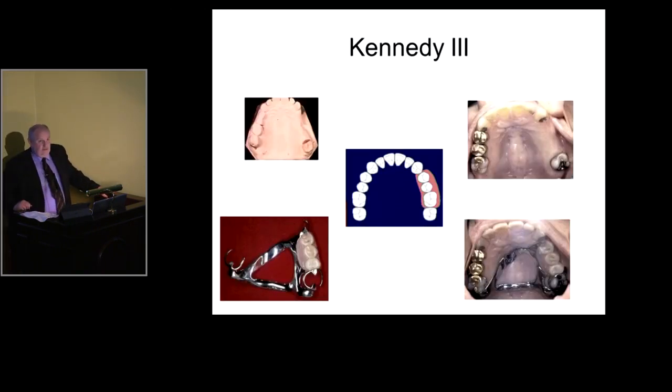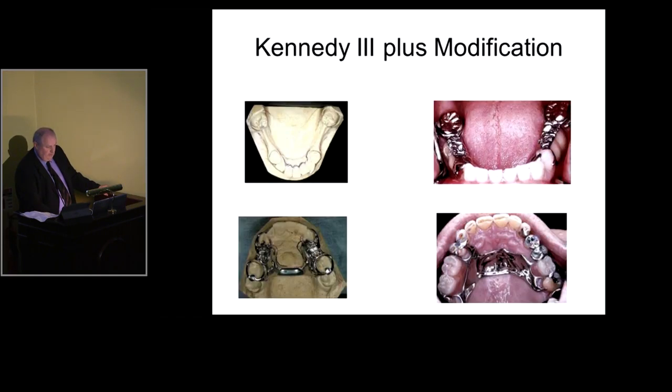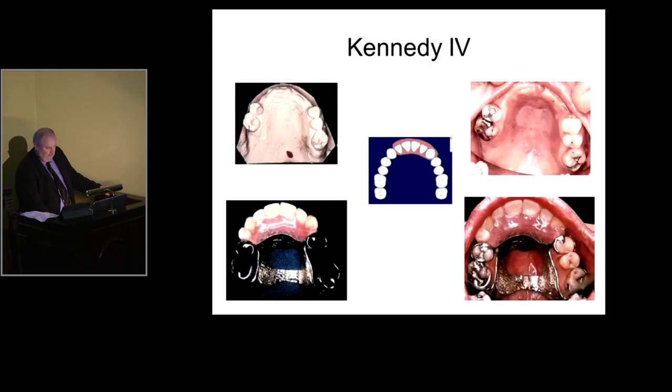Kennedy 3, bounded saddle. Commonly, the major connector in a Kennedy 3 will be a palatal strap. This is an open ring that you see here, but commonly it'll be a palatal strap, particularly if there's a modification. They're an example of palatal straps. Palatal straps should be 12 to 15 millimeters wide. The one on the left is only about 7 millimeters wide. Kennedy 4, just the anterior space. Don't get tricked into thinking this is a Kennedy 2 mod 1. Okay?